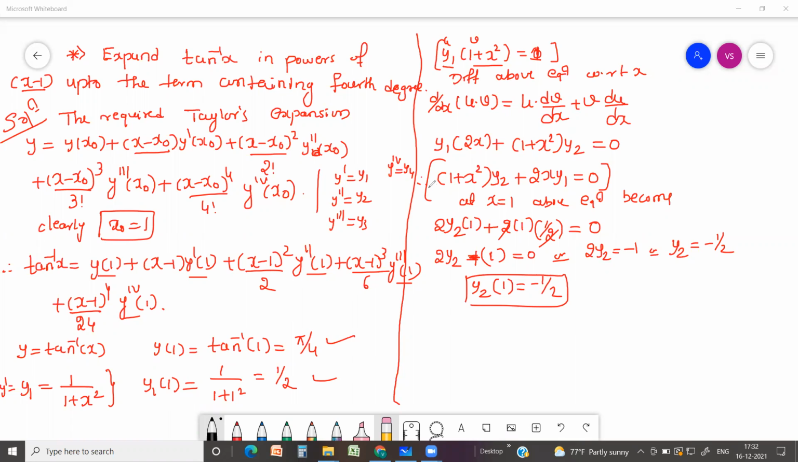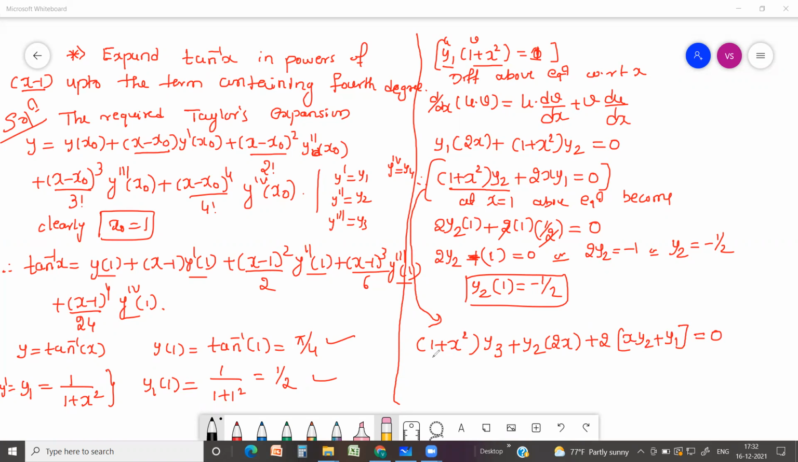So how to get this equation? We have to differentiate further, and we apply the product rule for these two. First, 1 plus x square as it is, y2 differentiation is y3, plus y2 as it is, x square differentiation is 2x, 1 differentiation is 0, plus 2 constant. For these two terms, we have to apply the product rule: x as it is, y1 differentiation y2, plus y1 as it is, x differentiation will be 1.